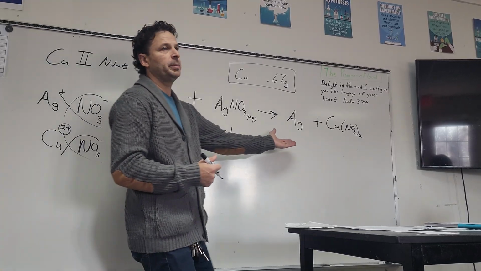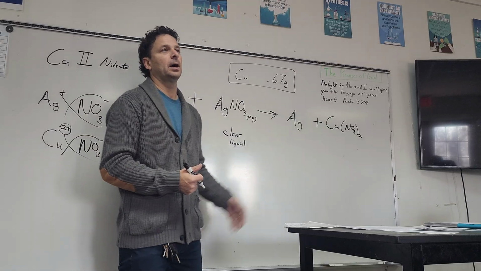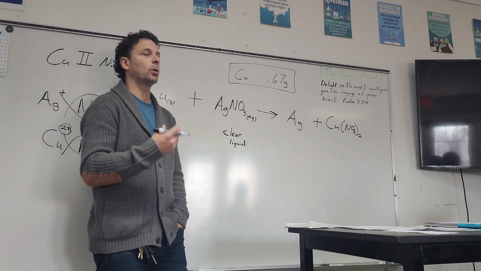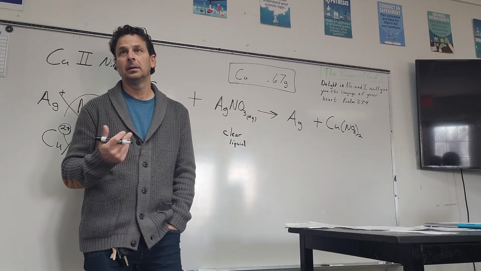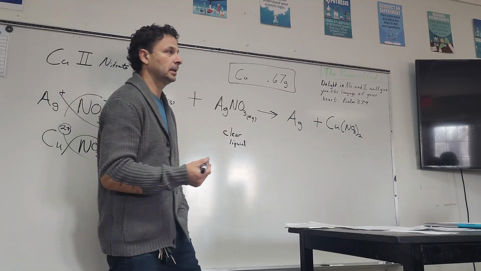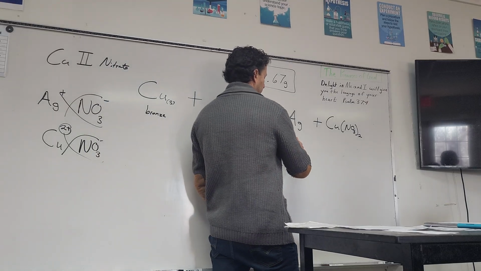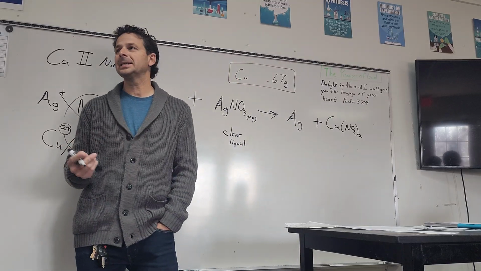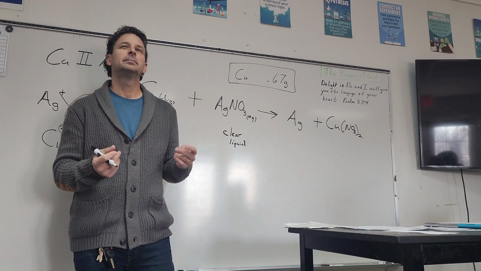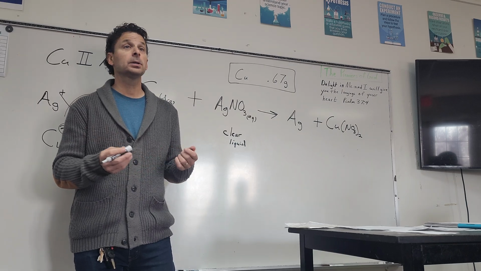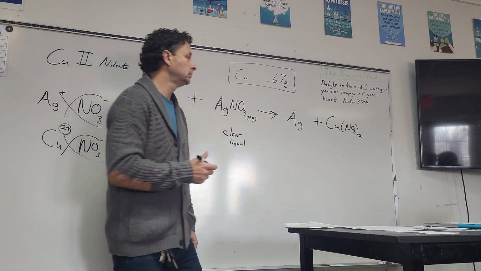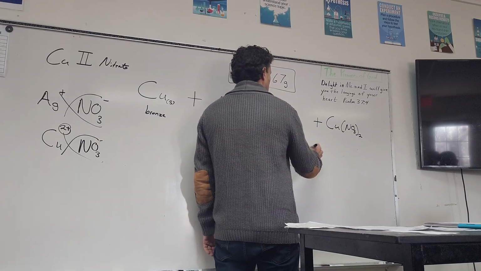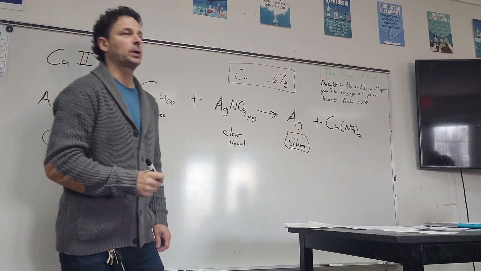Now, you should be able to predict the color of silver. Silver has this very shiny or very light gray color. Almost whitish gray. It kind of looks like aluminum. How about we just say silver is a silver color?